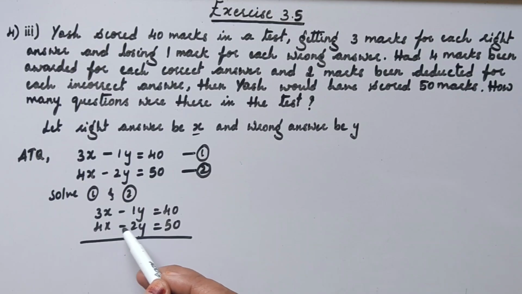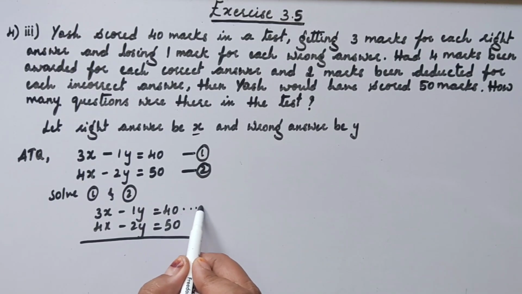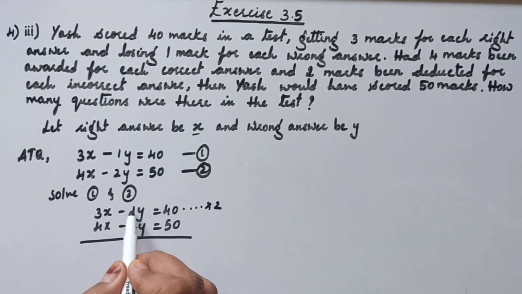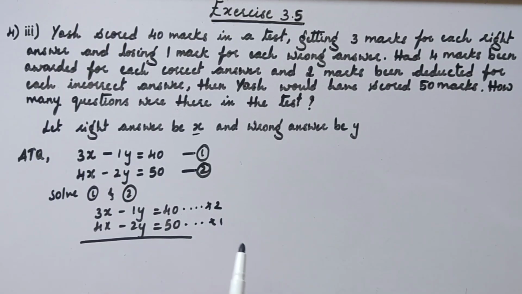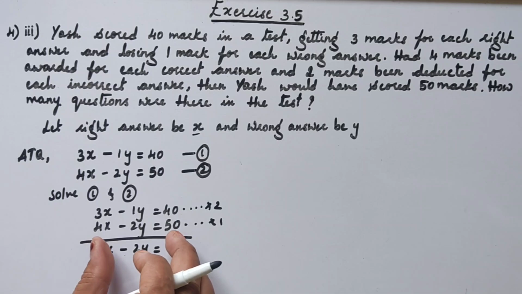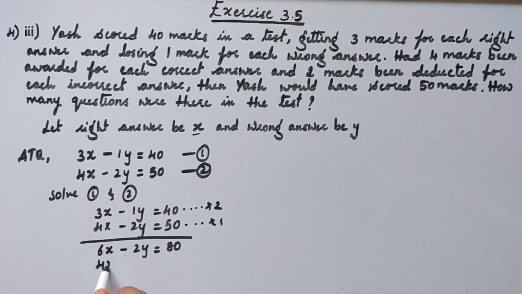Okay, let me eliminate y. So I'll do cross multiplication here. With 2 I'll multiply, with 1 the other. Now with 2 the whole equation 1 gets multiplied. So 2 threes are 6, 6x minus 2 ones are 2, 2y equal to 40 into 2 is 80, students. With 1, if I multiply, the whole equation remains the same: 4x minus 2y equal to 50.